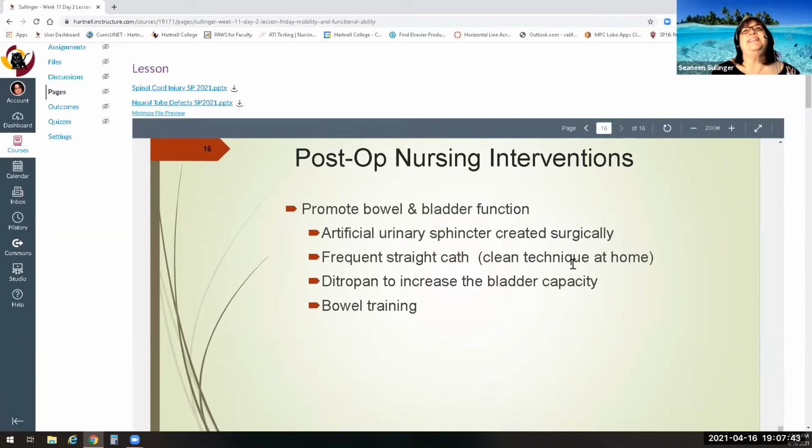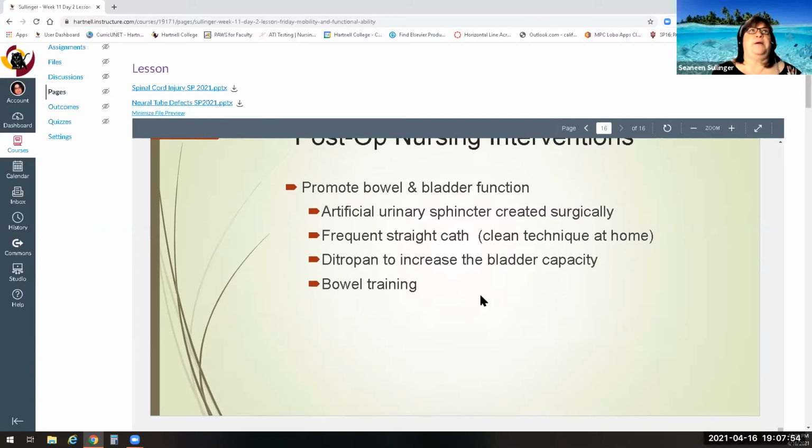So see, even there, clean technique at home, right? We talked about that in skills yesterday with the trach care. So even at home, if you're going to do a straight cath, it's a clean technique. And we're going to talk about bowel training with spinal cord care.